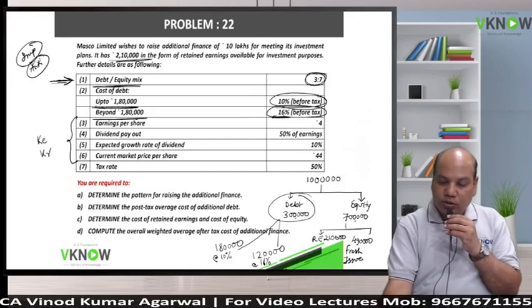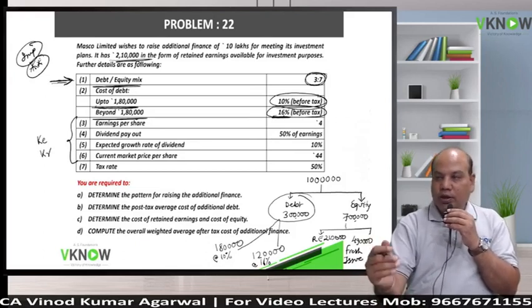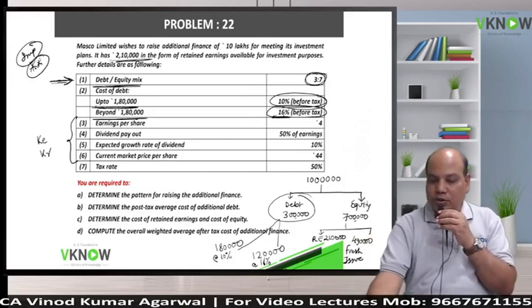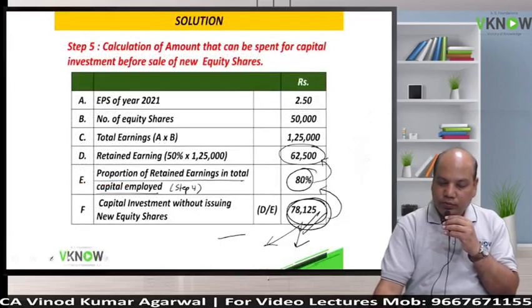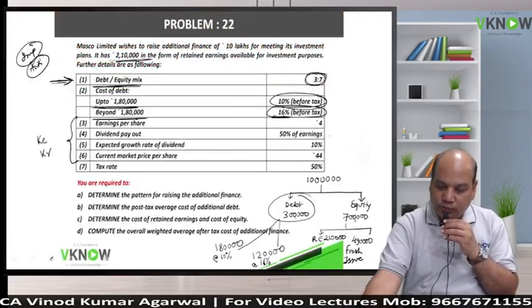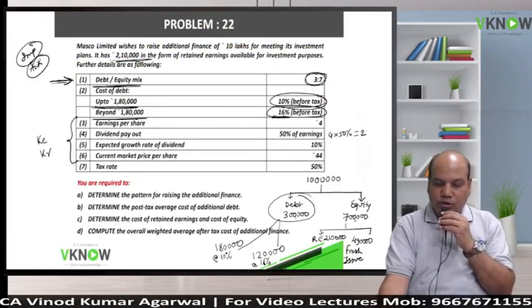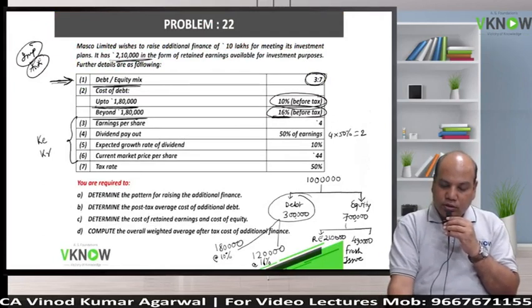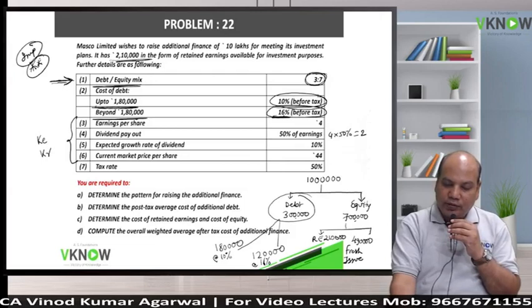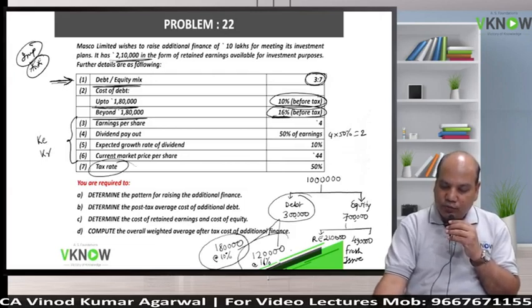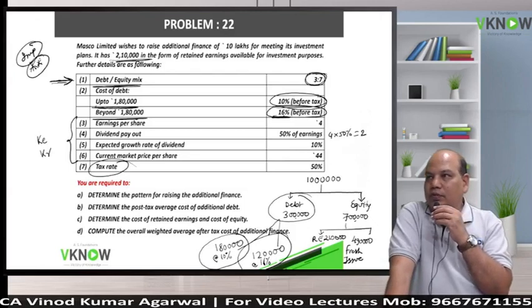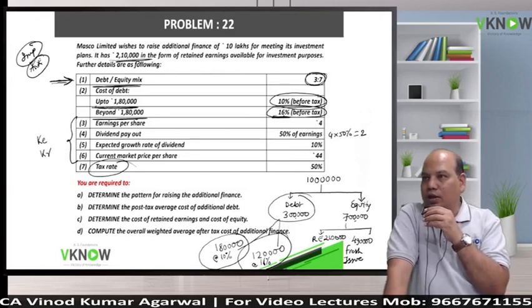Dividend payout means dividend divided by earning per share. 50% of earning means 4 into 50% is 2 rupees. 2 rupees is dividend. Tax rate is 50%. Why is tax rate given? For finding the post-tax cost of debt.